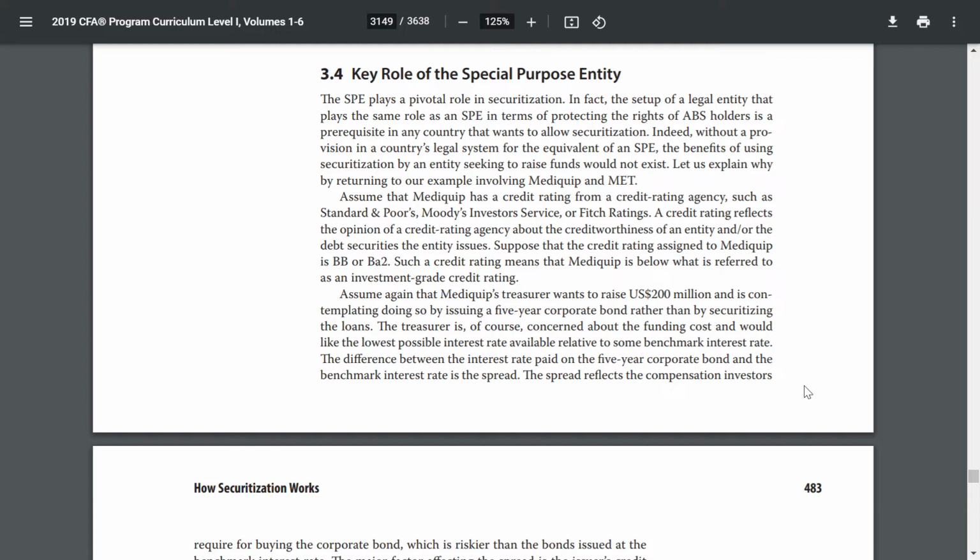Key roles and special purpose entities. The SPE plays a pivotal role in securitization. In fact, the setup of a legal entity that plays the same role as the SPE in terms of protecting the rights of ABS holders is a prerequisite in any country that wants to allow securitization. Indeed, without a provision in a country's legal system for the equivalent of an SPE, the benefits of using securitization by an entity seeking to raise funds would not exist. Let us explain why by returning to our example involving MedEquip and MET. So this is just an example.